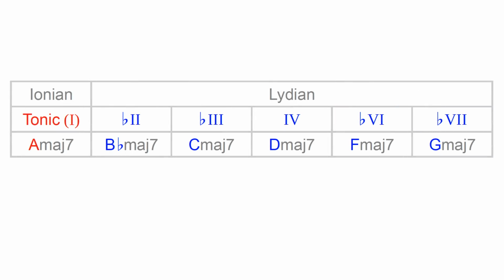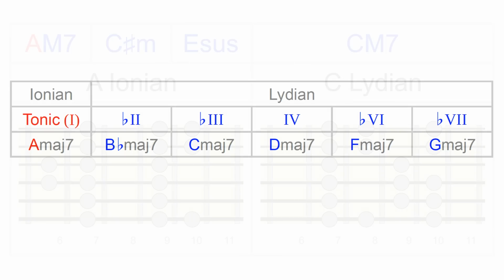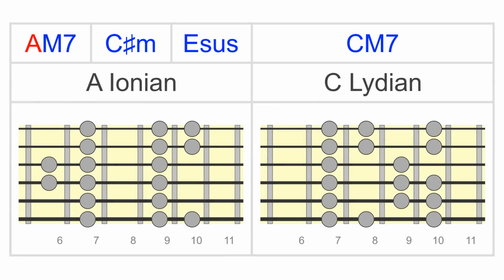More generally, however, Ionian tends to be used for the major key tonic, with Lydian covering any major 7th chords that might occur away from it. Some examples, starting in the key of A major, changing from A Ionian to C Lydian over C major 7.